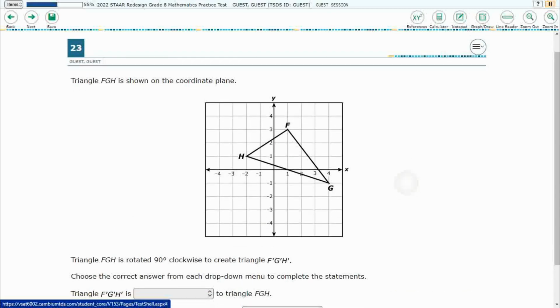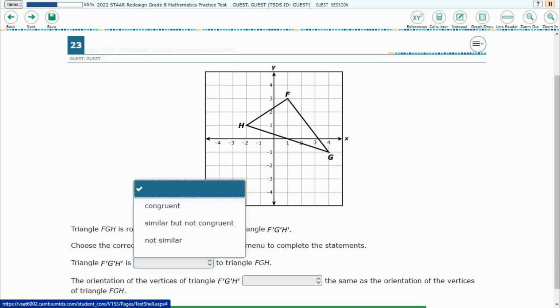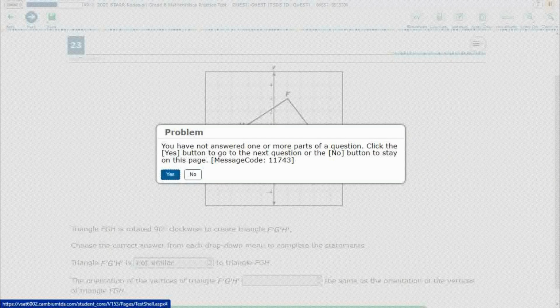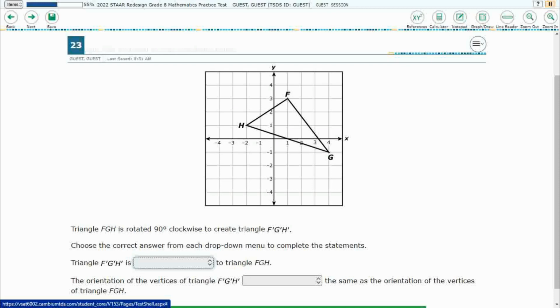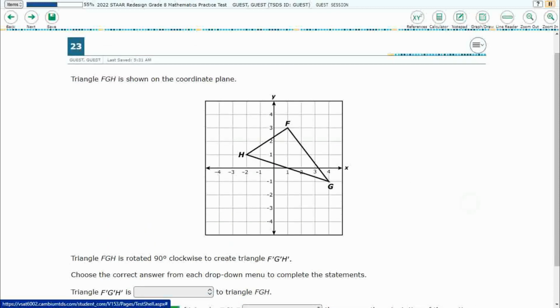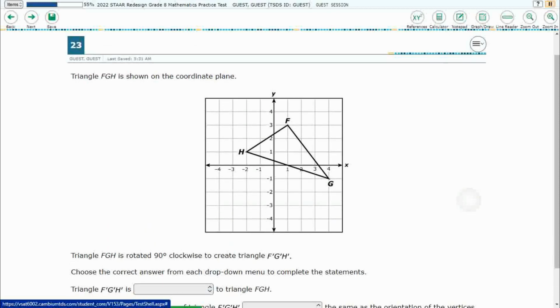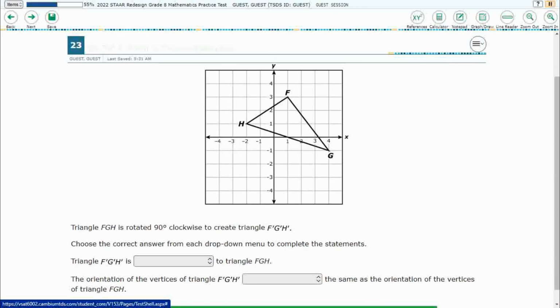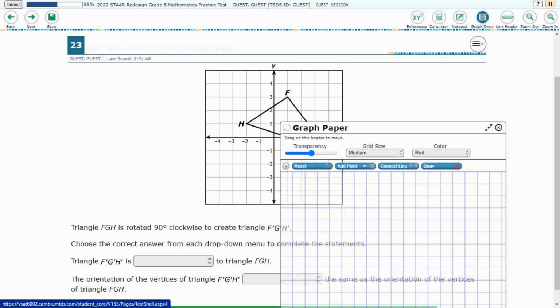So we've got a 2-point problem here. We just need to make sure we answer both, because if for some reason we try to answer just one, we are going to get that error message that says you have not answered all parts of this problem. So we've got triangle FGH, and it is rotated 90 degrees clockwise. All right, so let's see what we can do with that.